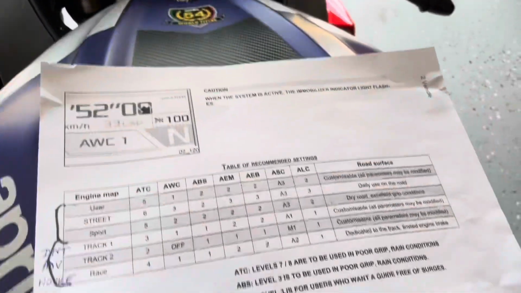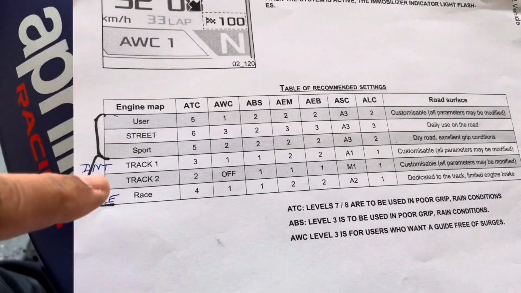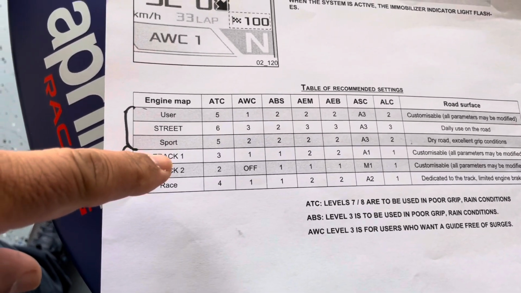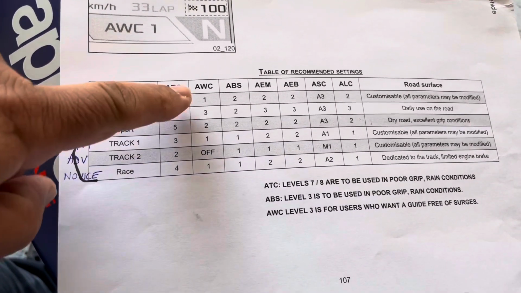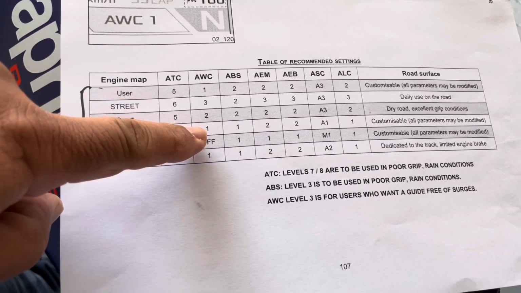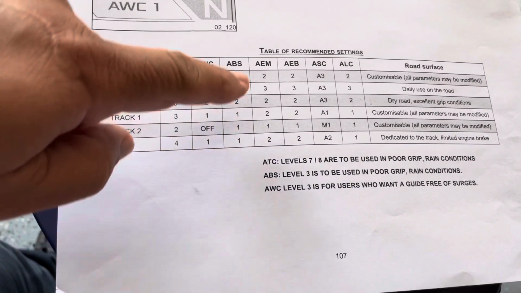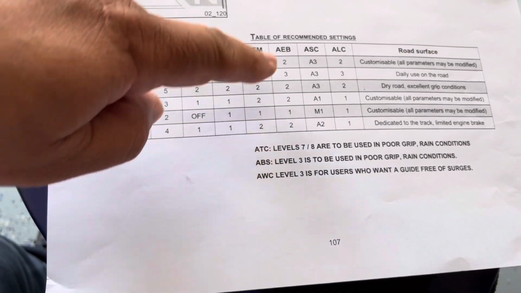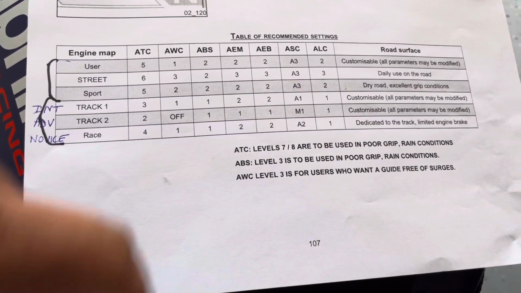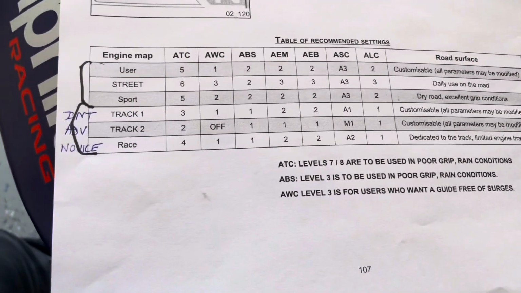Now, in case you're wondering, what are the parameters of the track 1 map? Well, this table shows you that in the track 1 map, the ATC is at level 3 out of 8. The wheelie control is level 1 out of 3. The anti-lock braking is level 1 out of 3. The engine mapping is on 2 out of 3. The engine braking is 2 out of 3. And the suspension control is at A1. And the launch control is at 1.